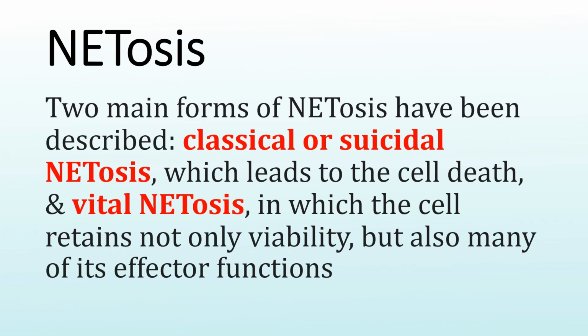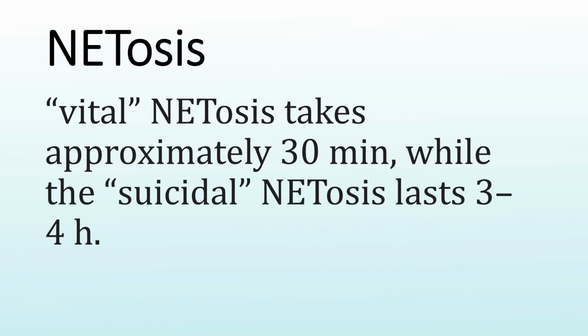Basically, we have 2 types of netosis: the classical or suicidal netosis, which leads to cell death, and the second one is the vital netosis, in which neutrophils not only preserve their viability but also many of their effector functions. We have to know also that vital netosis takes only about 30 minutes. So it's very quick and rapid, while the suicidal netosis needs about 3 to 4 hours.